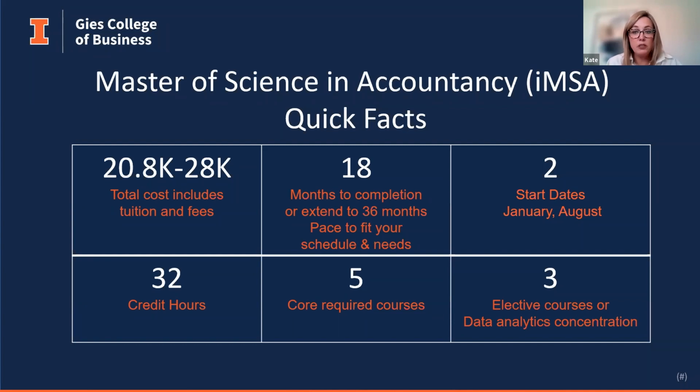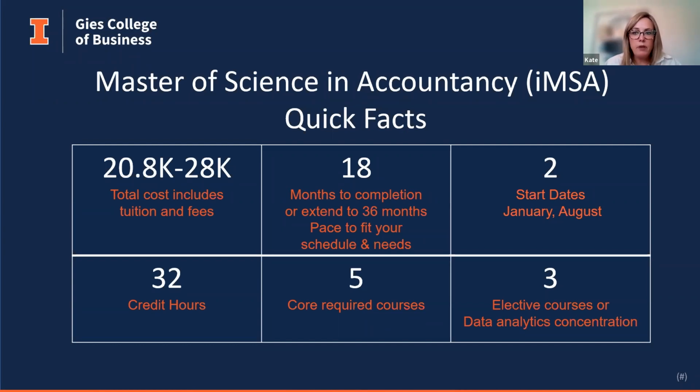Tuition comes in at 20 to 28K. This is a range because of some of your course choices. You will have some options based on your elective choices. So a non-accounting course is going to be $320 per credit hour, and you have to take at least one of those. You could take 3 though, so that's where that range is going to come in.